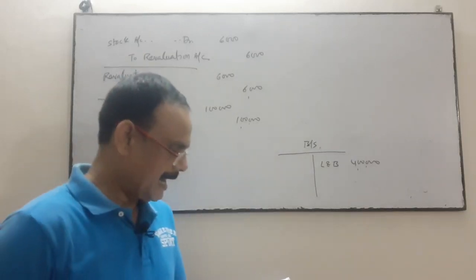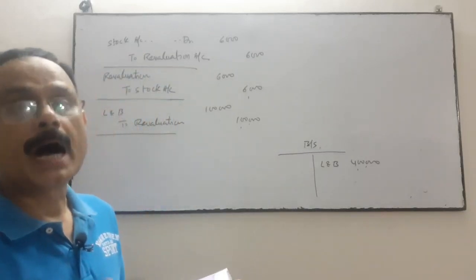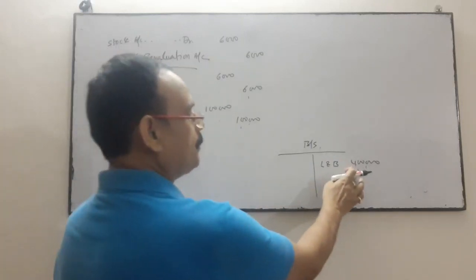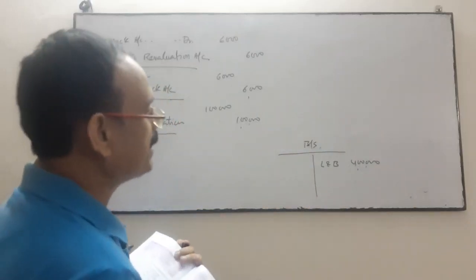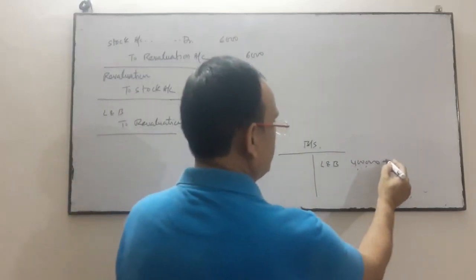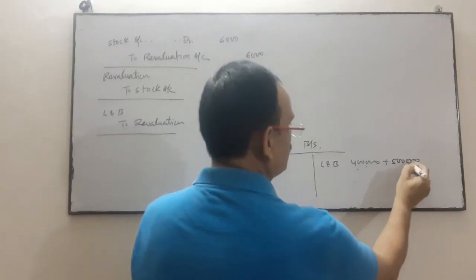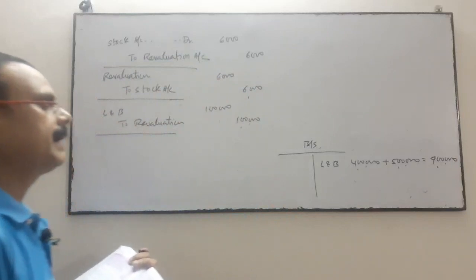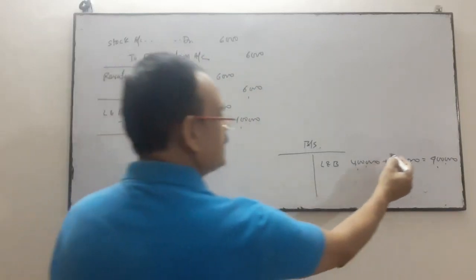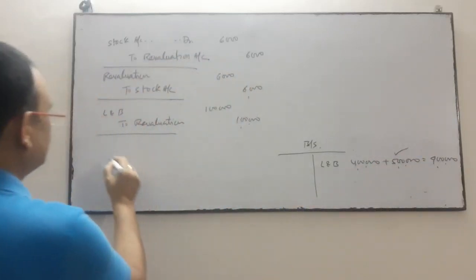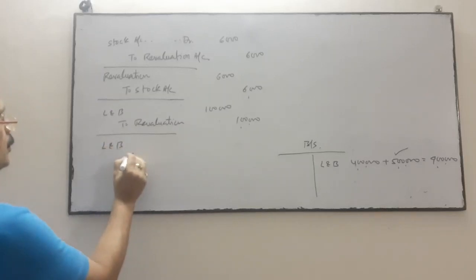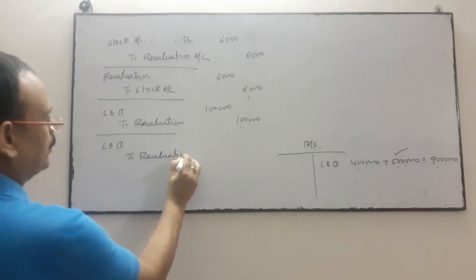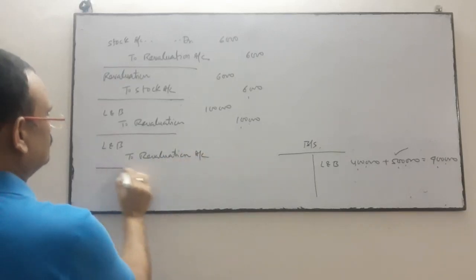Next is land and building is to be increased by rupees 5 lakhs, and book value is 4 lakhs. If it is increased by rupees 5 lakhs, it means now the new value will be 9 lakhs. New value of land and building will be 9 lakhs. It is increased by 5 lakhs. So land and building account debit to revaluation account, 5 lakhs.